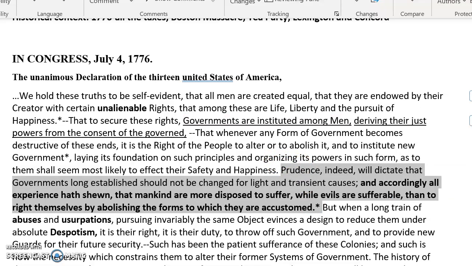So he says, prudence indeed, prudence means like patience or being careful, will dictate that governments long established should not be changed for light and transient causes. So he means don't change your government just because of random reasons that don't really matter.